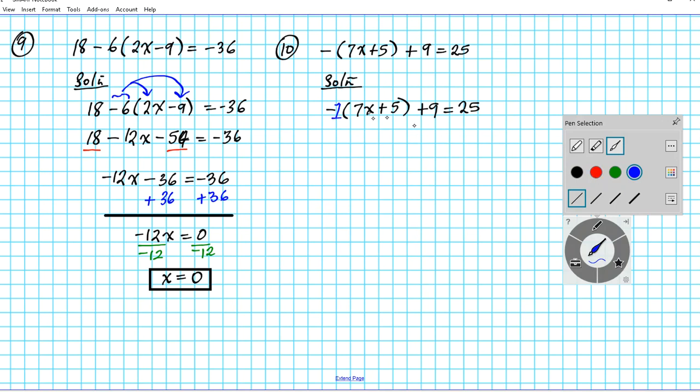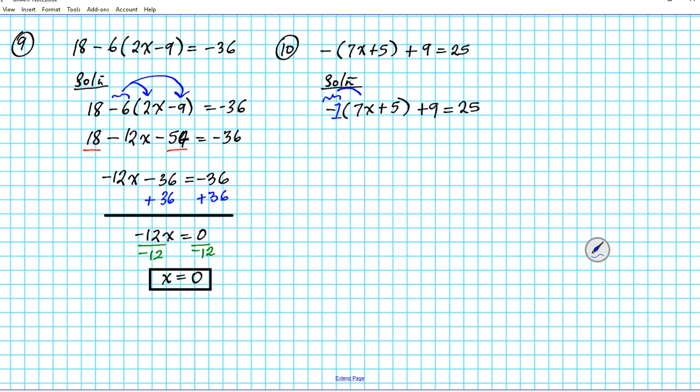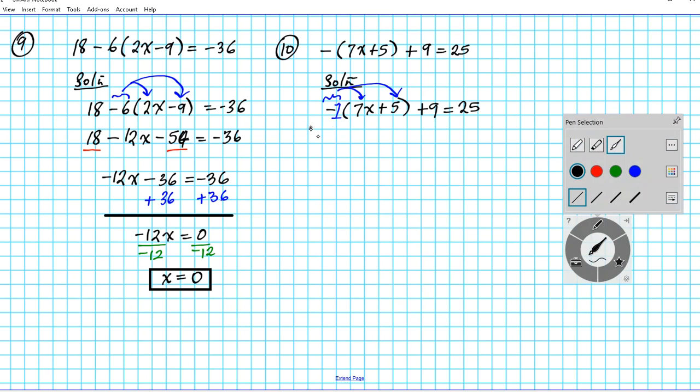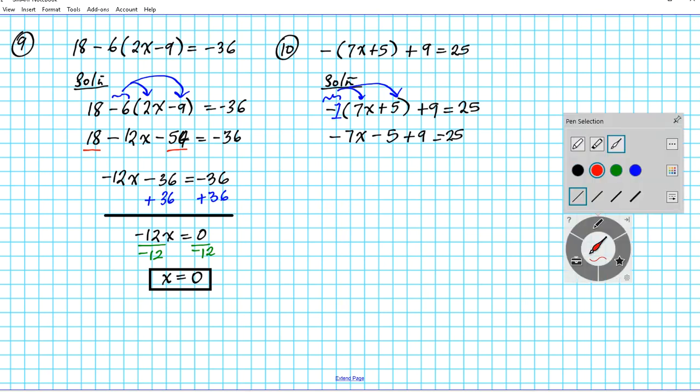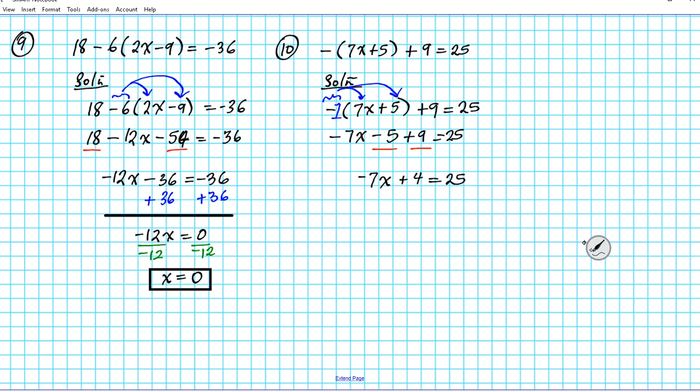So we're going to distribute negative 1 to these two terms in the parentheses to get rid of the parentheses. It's just going to change the sign. So we have negative 7x minus 5 plus 9 is equal to 25. Now we're going to combine like terms. Minus 5 and plus 9 are like terms, so we're going to combine those. We have negative 7x plus 4, since the signs are different, you subtract and keep the sign of the bigger, equals 25.